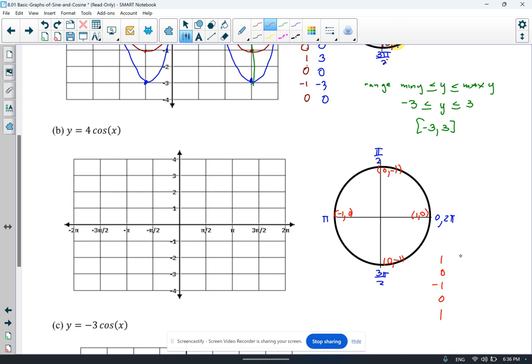That would be the pattern. But notice we have an amplitude, a multiplier of 4, the number preceding that function. It's always going to be an absolute value. So even if this was negative, the amplitude would still be positive. The negative would just tell you to reflect the curve over the x-axis.